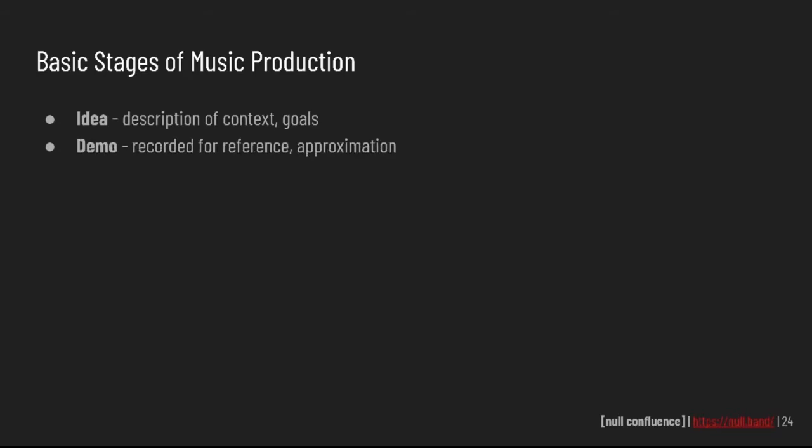So what are the basic stages of music production? It starts with an idea, a description of whatever the context is and what the goals are. For example, I need introduction music for a grassland that sounds like, I don't know, Alice's Restaurant, whatever. Then a demo, just an early version of it.